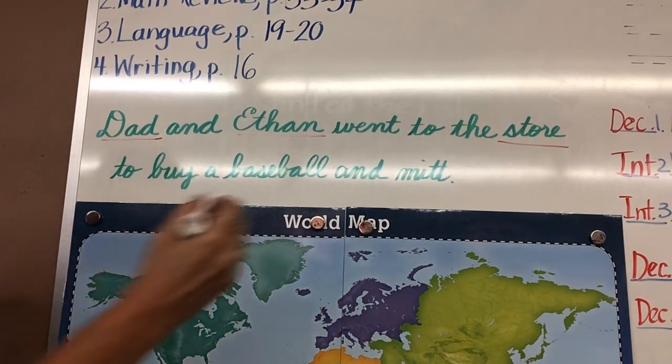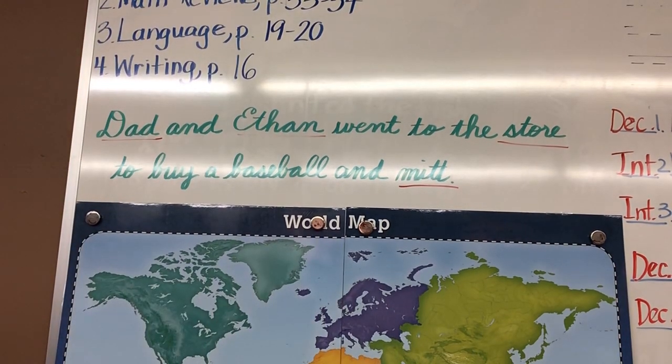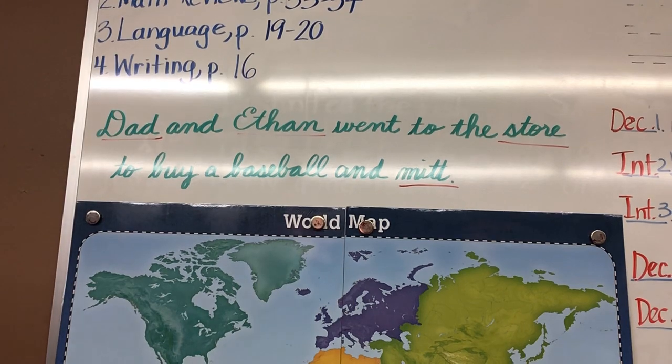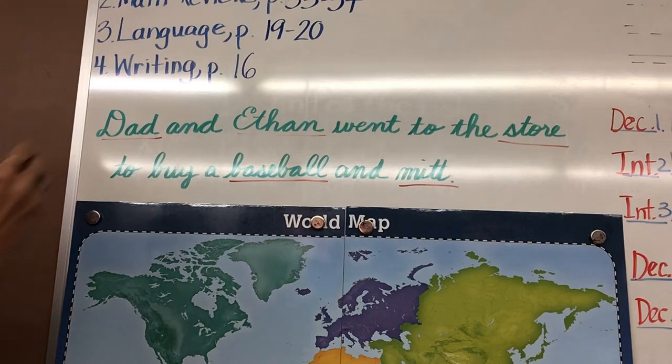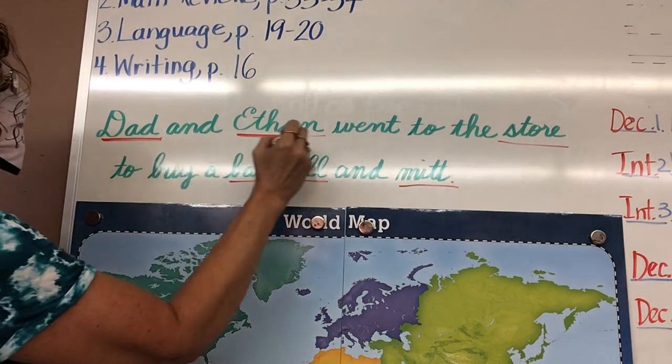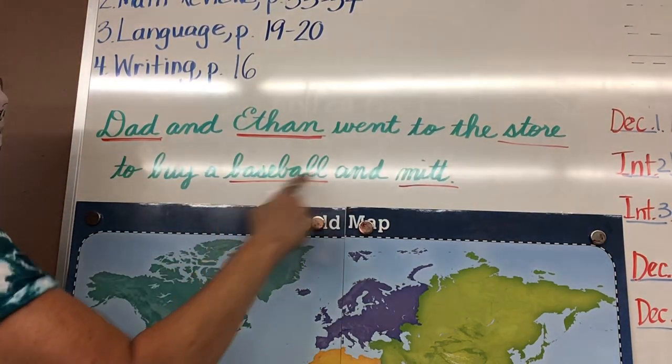Mitt. Anybody see another one? I also see a verb. But you heard me read it. Ben. Baseball. Baseball is a thing and mitt is a thing. So those are all what? Nouns. Those are all nouns. Person, place, and thing.